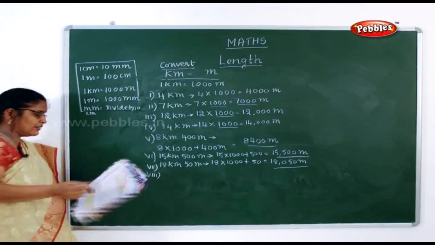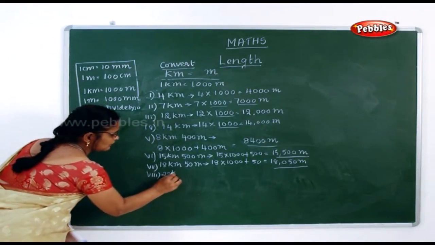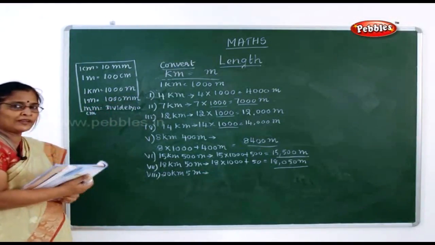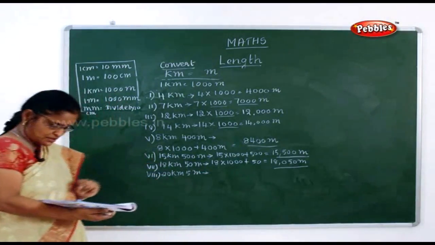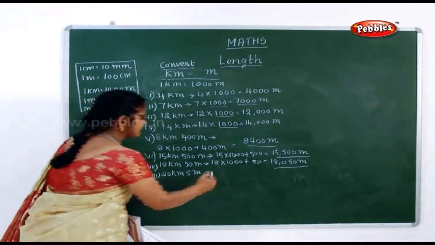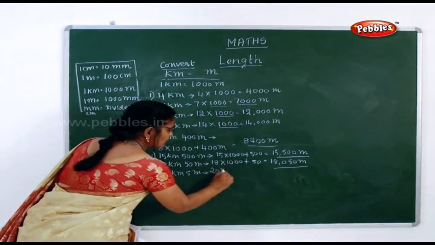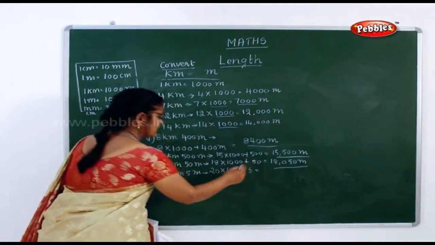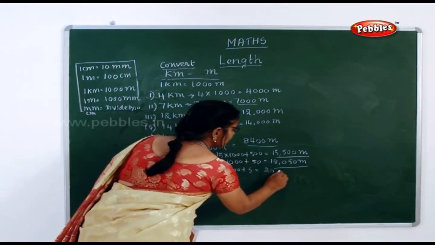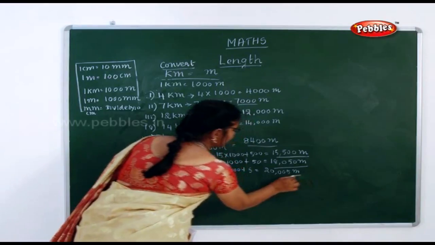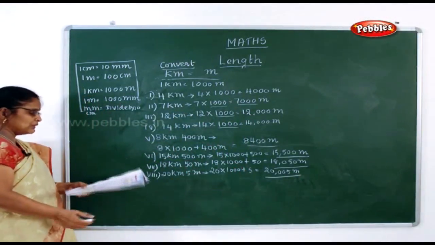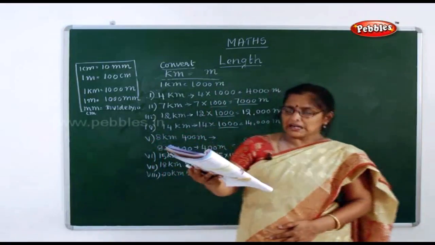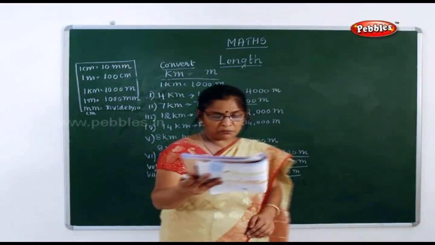Now next one is the 8th sum. What is the 8th sum they have given? 20 kilometer and 5 meter. How will you do this? Again the same way, 20 into 1000 plus 5. Now what is the answer? 20,005 meter.